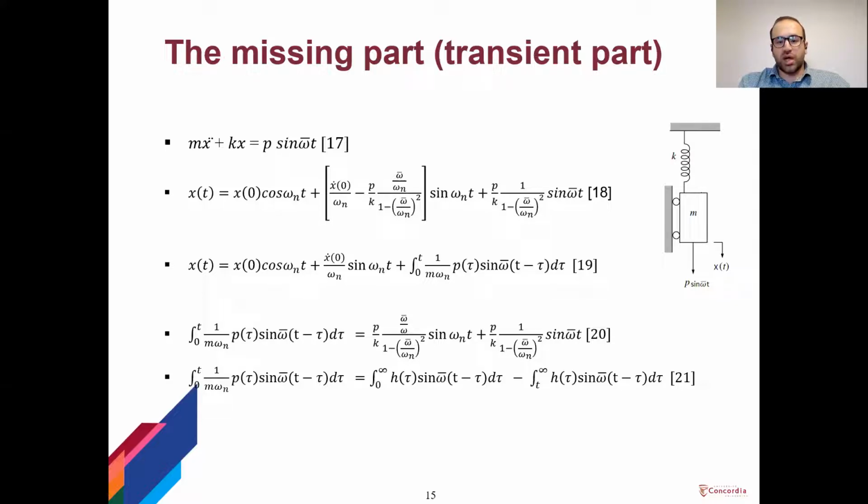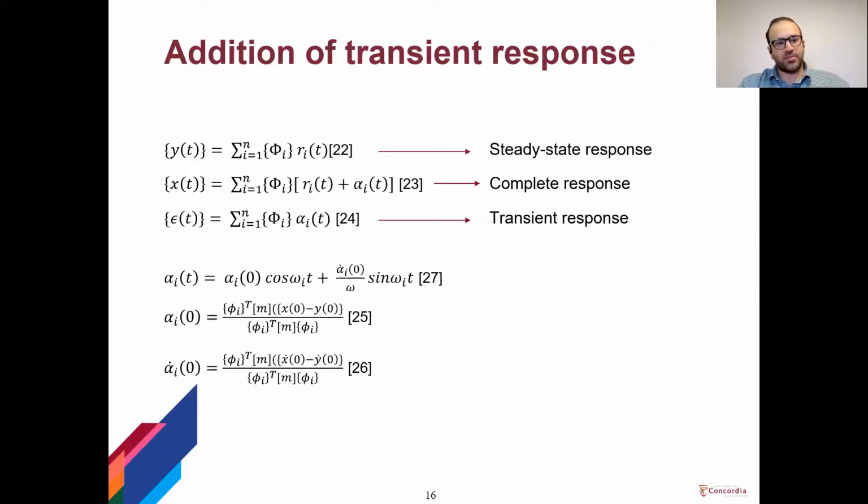So we can break the integral by changing its limits. We can have an integral that's from 0 to infinity minus another integral that's from t to infinity, and this is shown in equation 21. So the integral from 0 to infinity is what is captured by the spectral element method, and the integral from t to infinity is not captured, and that should be added.